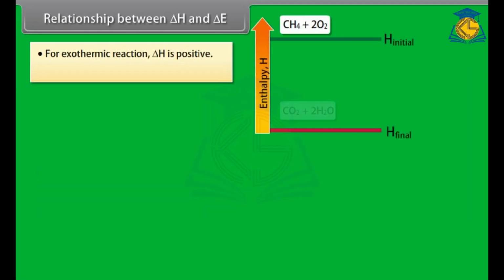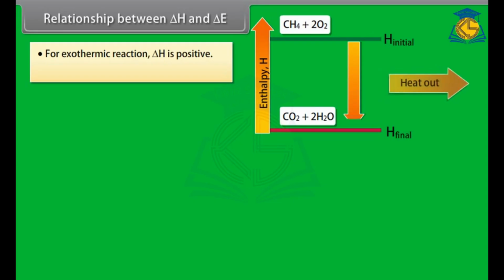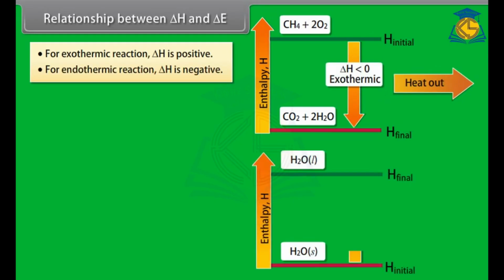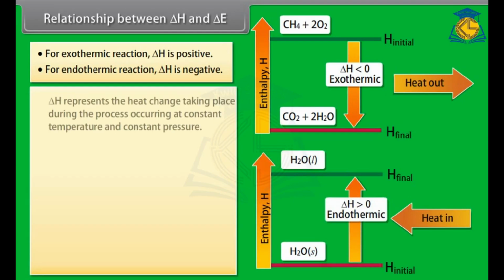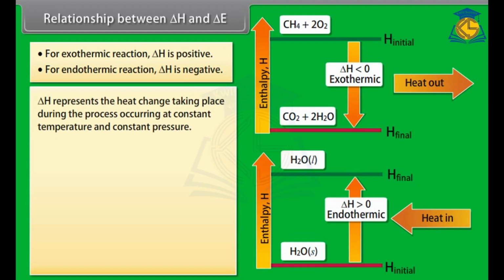For exothermic reaction, delta H is positive. For endothermic reaction, delta H is negative. Delta H represents the heat change taking place during the process occurring at constant temperature and constant pressure.